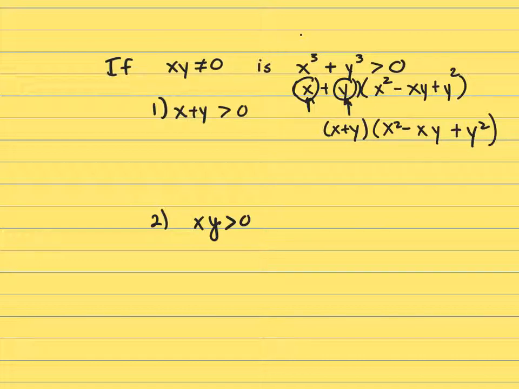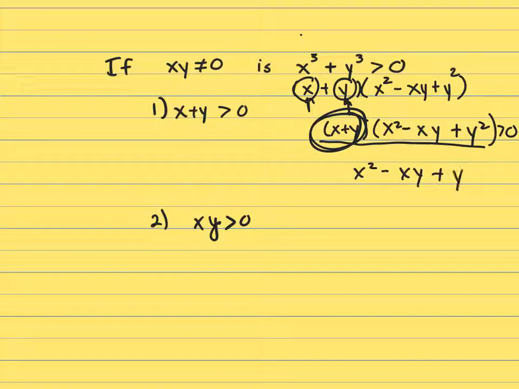Look at your first clue. What we're trying to figure out is whether this thing is greater than 0. This is another way to write x cubed plus y cubed. We know that's greater than 0. And in clue 1, we're given that this is positive. So what we need to figure out is whether x squared minus xy plus y squared is greater than 0.